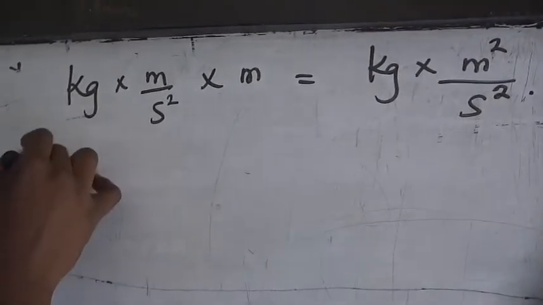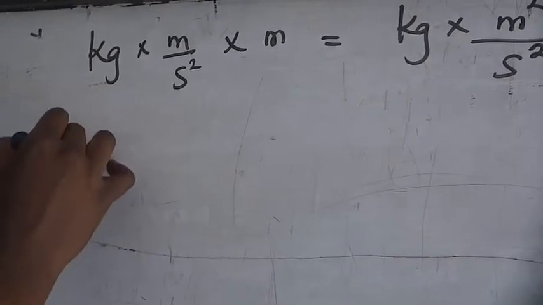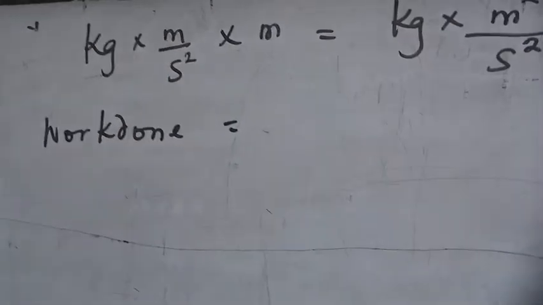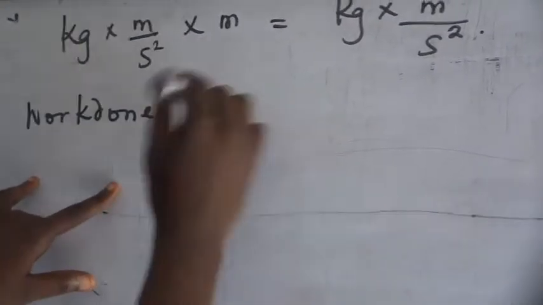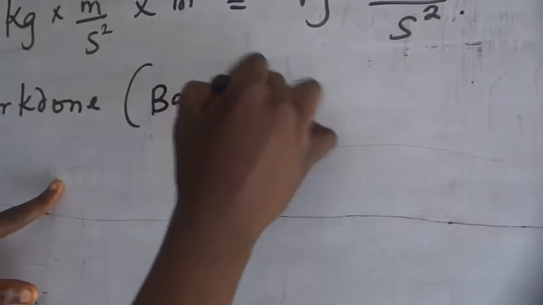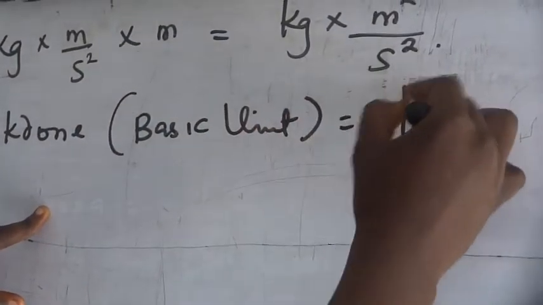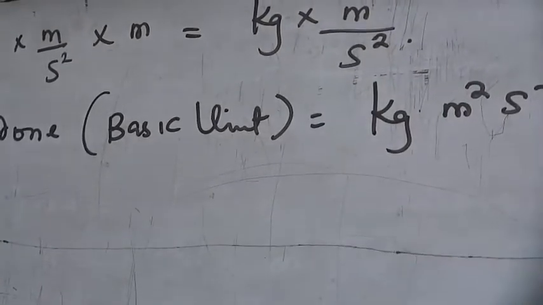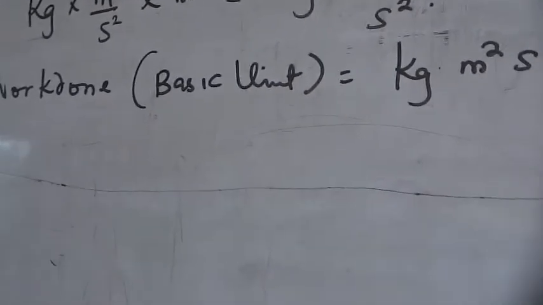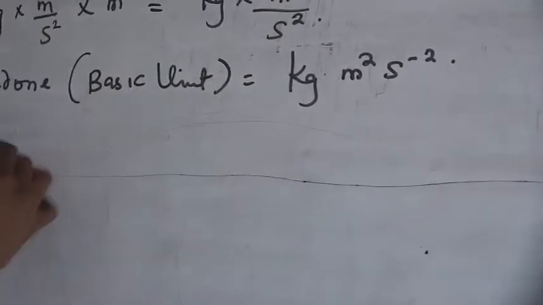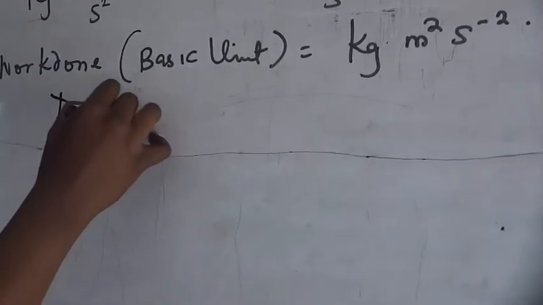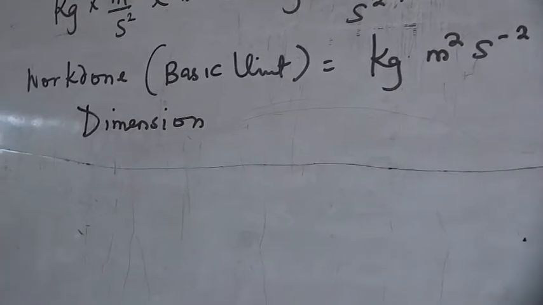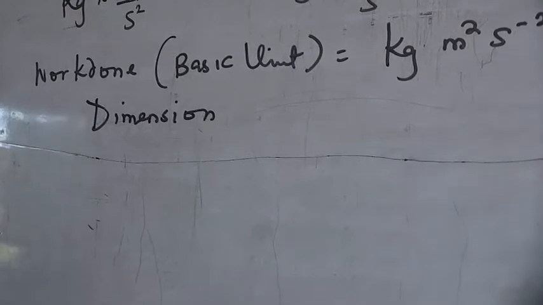So therefore, we can say the basic unit for work done is kg m squared s minus 2. We have that as the basic unit for work done. But we can actually simplify it. The dimension will now be what? See what I'm talking about? So that you should have a hint, I want you to replay it again so that you can have an insight of what I'm trying to talk about. Now, what will be the dimension?